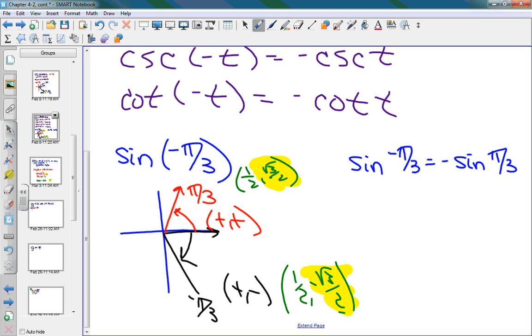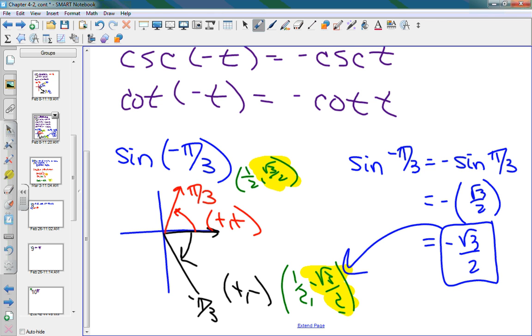What is the sine of pi over 3? The sine of pi over 3 is the square root of 3 over 2, which gives me negative square root of 3 over 2. Is that a true statement? Do those equal each other?